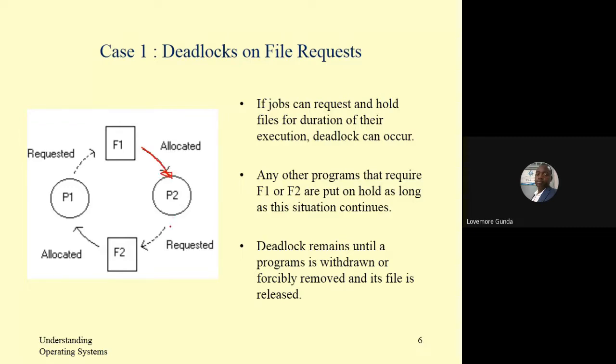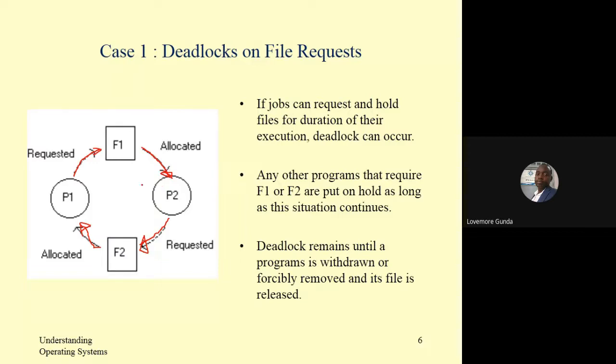So file 1 is being used by process number 1, right? And process number 2 is requesting file number 2. However, file number 2 has already been allocated to process number 1, and process number 1 cannot proceed without file number 1. So you realize that at the end of the day, it's a deadlock. None of these processes will progress.